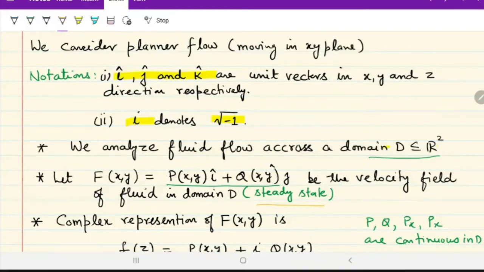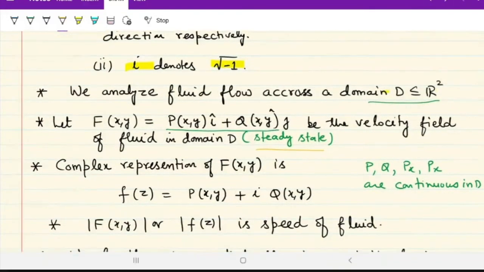For a given velocity field capital F, its complex representation will be given by small f. It will be p(x,y) plus i times q(x,y). The magnitude of capital F or small f will be the speed, because capital F and small f are velocities.